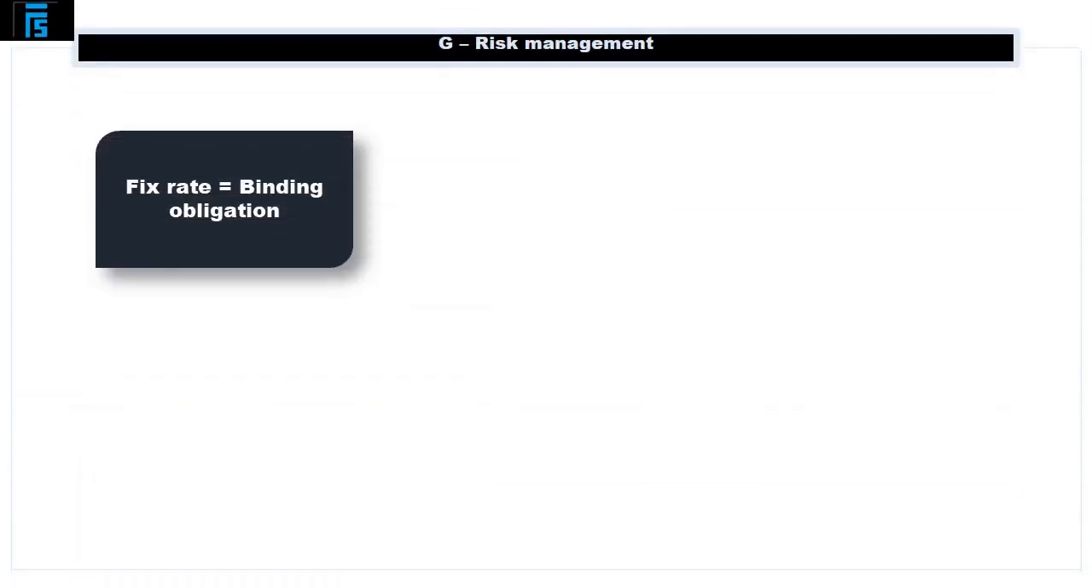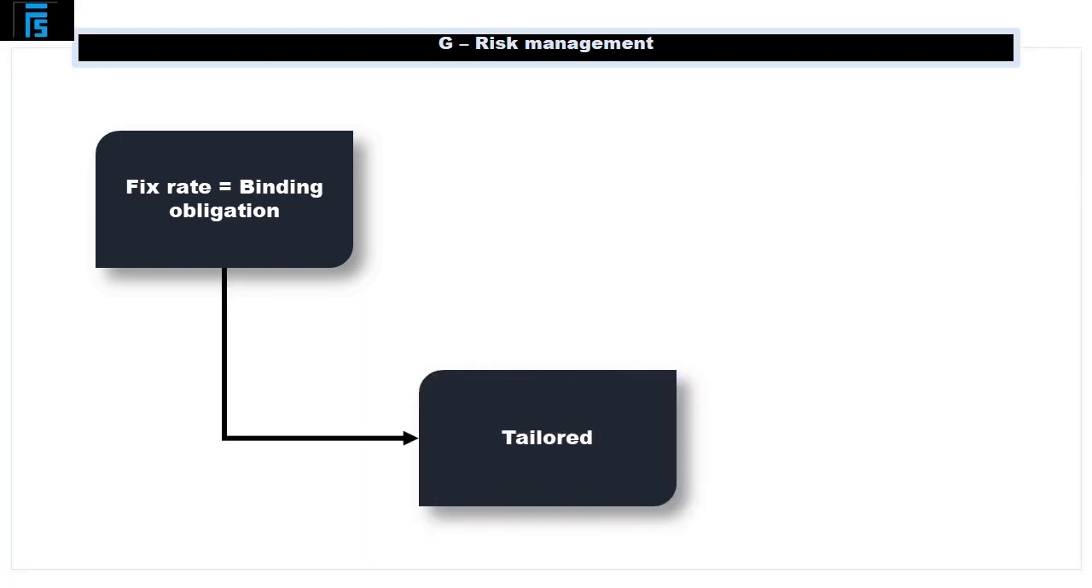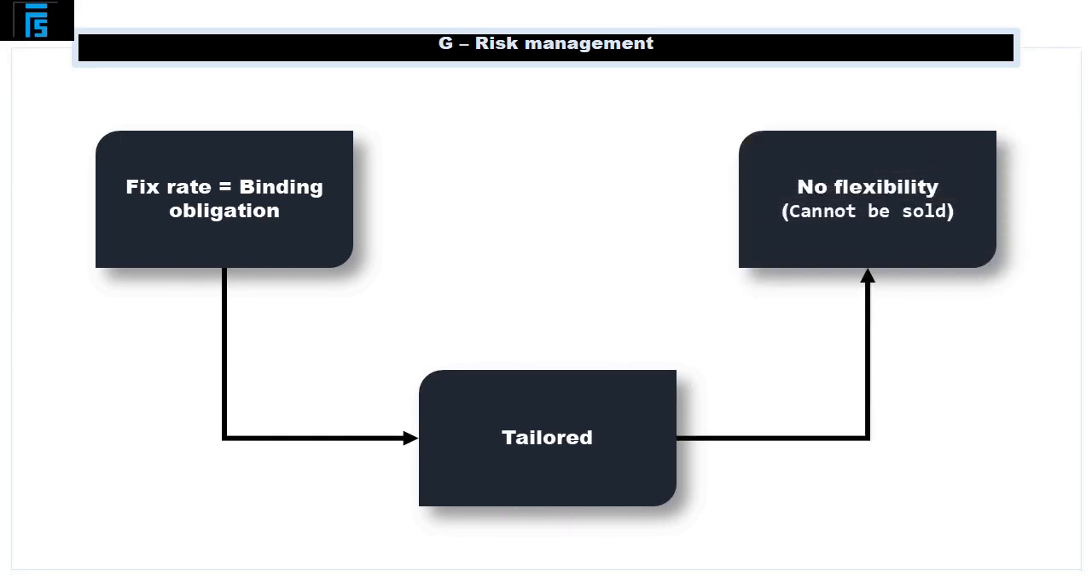Forward contracts fix the rate for us, but they are a binding obligation and therefore unavoidable if, for example, our customer defaults. And they're tailored to us. We are a named party in the contract, as is the bank. They therefore offer no flexibility and the contract can't be sold on.